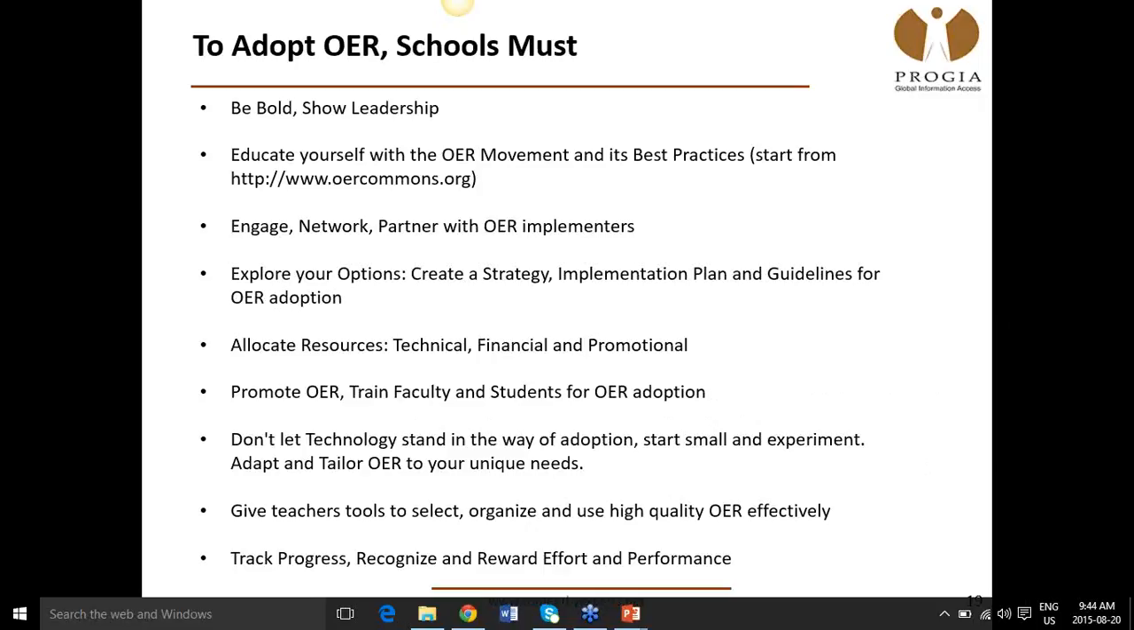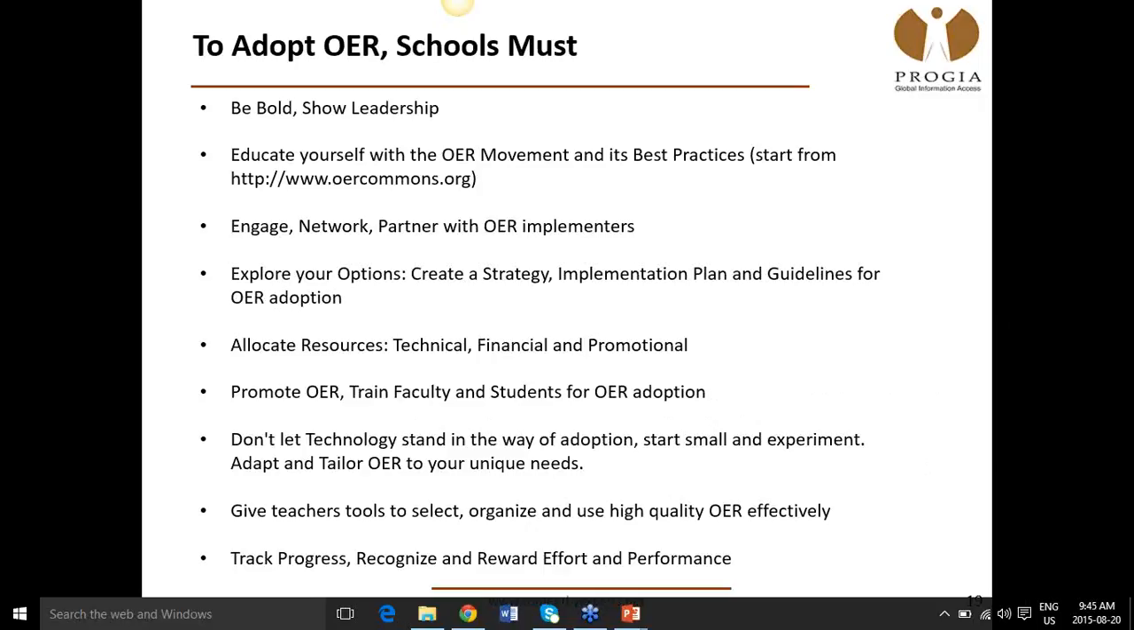Okay, so it gives you a great opportunity to network with each other, partner with each other, so that others are aware what kind of work you are doing, what kind of quality material you are releasing under OER. Now then you explore your options, create a plan, strategy. There should be a policy for OER adoption as an institute, so that your teacher gets proper guidelines on how they can, as a teacher, contribute or use open education resources for their students, right? For that, you should allocate resources, because they do need technical resources, financial resources, and of course, the promotional resources.